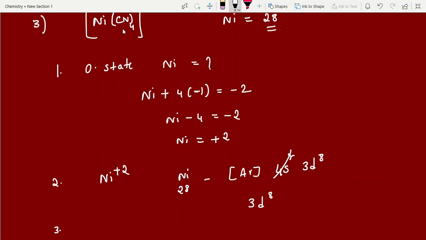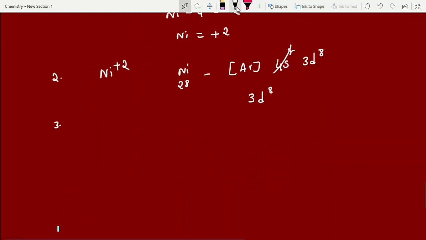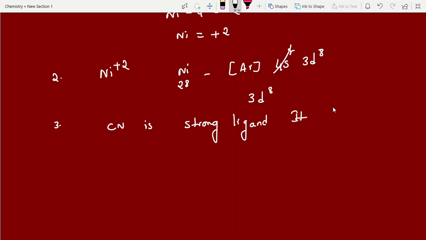Whether it is a strong ligand. Strong ligand means it does not follow Hund's rule. I have written one important point at the start, right? So write down: CN minus is a C donor, a strong ligand. CN is a strong ligand. It does not follow Hund's rule. Clear? That's it.